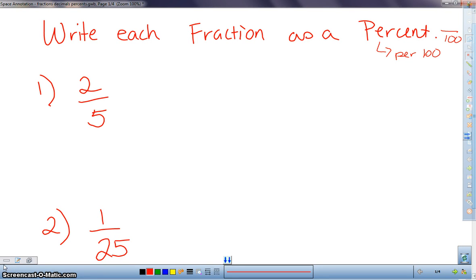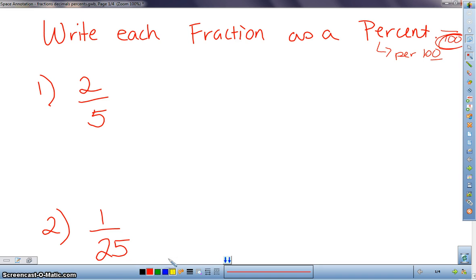Okay, so today we're going to be talking about writing fractions as percents. Before we begin, I just want to remind you that we deal with the whole chapter with percents. We're talking about per 100, so we're comparing a number to 100. So when I write a fraction as a percent, your 100 is going to be represented in the denominator.